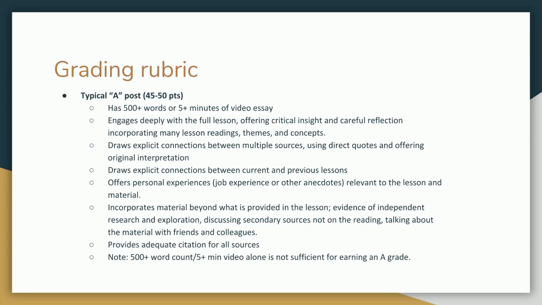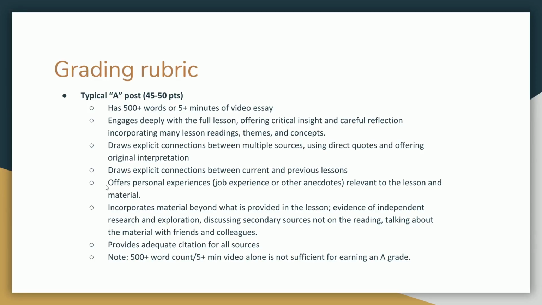Anything that shows that you've gone beyond the minimum requirements, independent research, discussing secondary sources and that kind of stuff. That you've adequately cited all this stuff. And again, the word count or the minute count is not all that is required to achieve an A. That's the minimum requirement, right? You also have to do all this other stuff. So if you earned a grade in the 45 to 50 point range, what I'm telling you is that I'm seeing these things in your post.